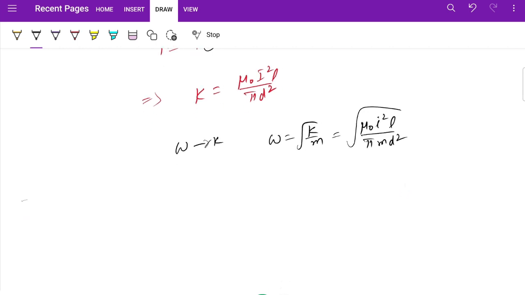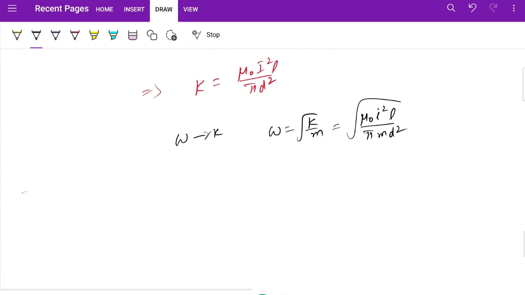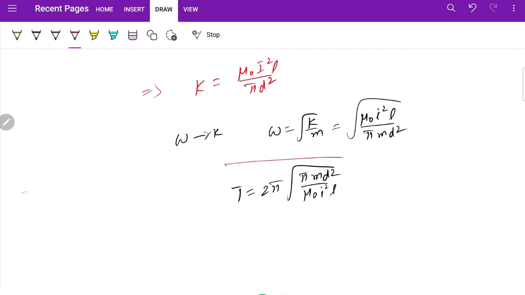Okay. So then what is the time period? We know that if we know the frequency, we can easily find the time period. So T is equal to 2 pi into root of pi m d square by mu naught I square L. Okay. So this is the time period.